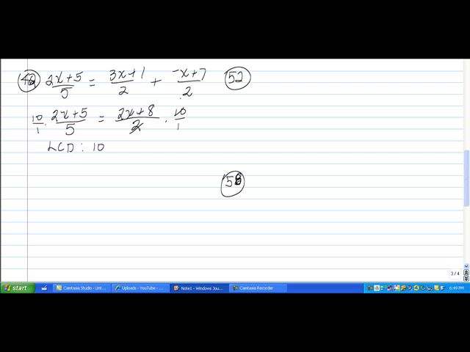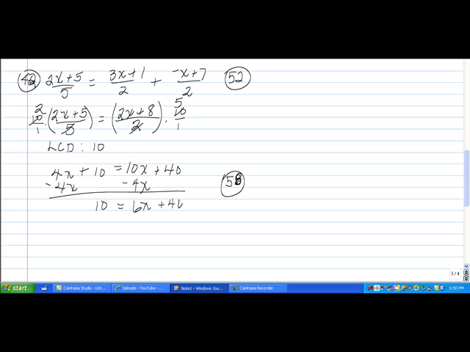So that's going to leave me a 5, and that's going to be a 2. So we're going to have 4x plus 10, distributing a 2, and 10x plus 40, distributing a 5. And let's get our x's together. So we get 10 equals 6x plus 40.